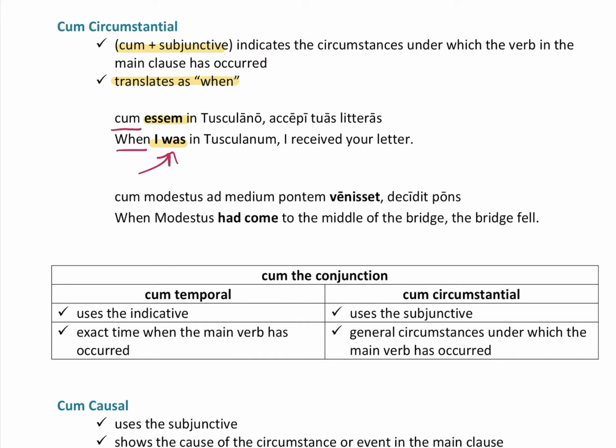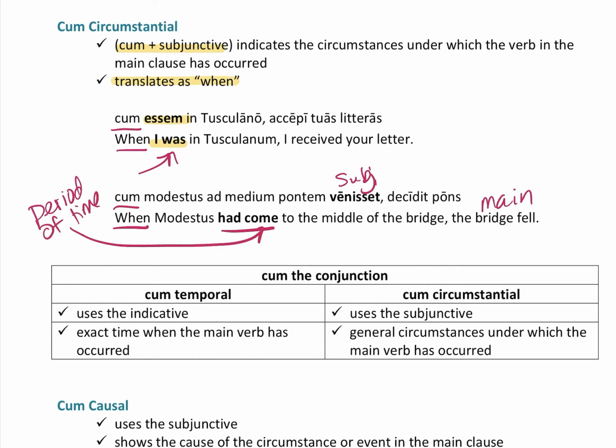Okay, let's look at another one. Cum, there we have the cum again. Cum modestus ad medium pontem venisset. Here is our subjunctive. Decidit pons. When Modestus had come to the middle of the bridge, the bridge fell. So here is our main clause: the bridge fell. And when did the bridge fall? Sometime after Modestus had come to the middle of the bridge. So during this, it's almost like a period of time. It can be. So what were the circumstances? During the time period he had come to the middle of the bridge.